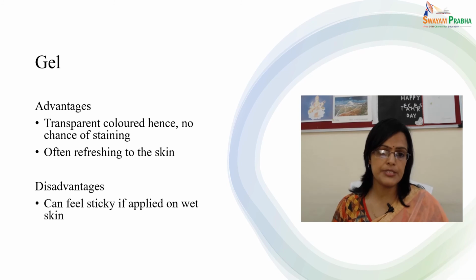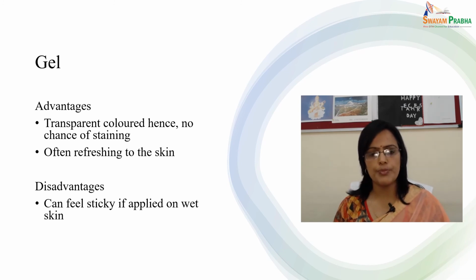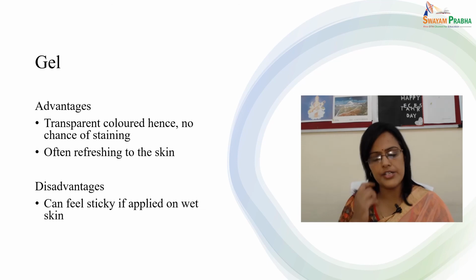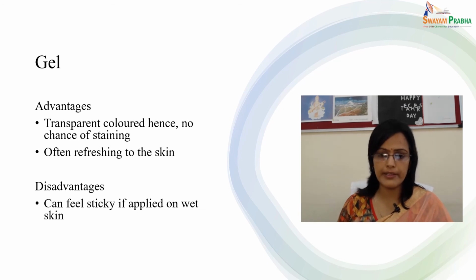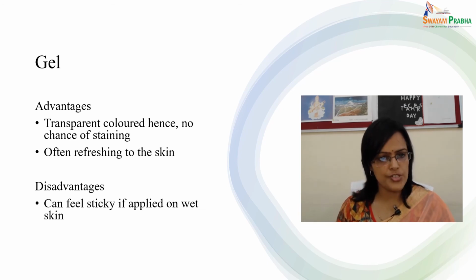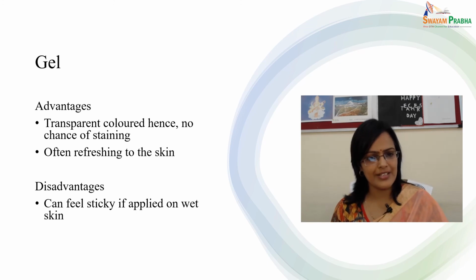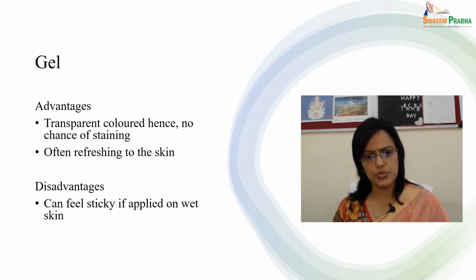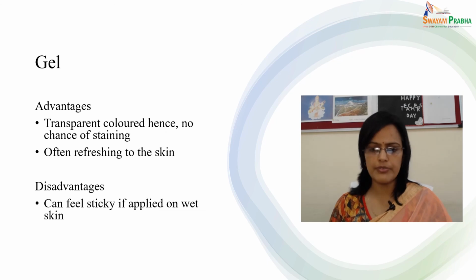Gel deodorants and antiperspirants are the most recent type to become common in the market, and they make use of a softer and more liquid substance that is rubbed on the armpit skin. The advantages of gels are a transparent color, hence no chance of staining, and they are often refreshing to the skin. The disadvantage is that they can feel sticky if applied on a wet surface.